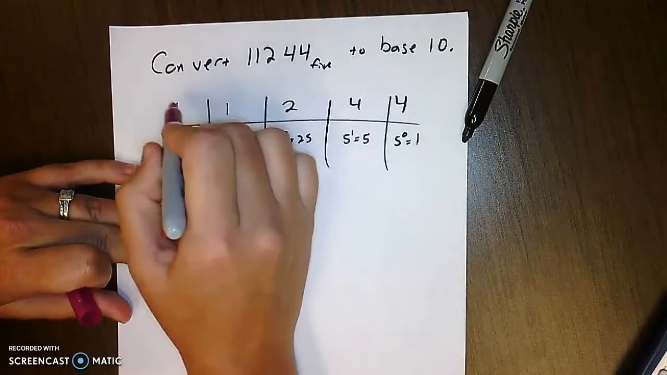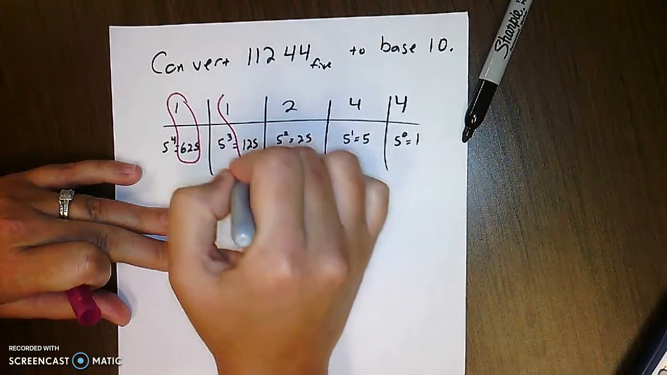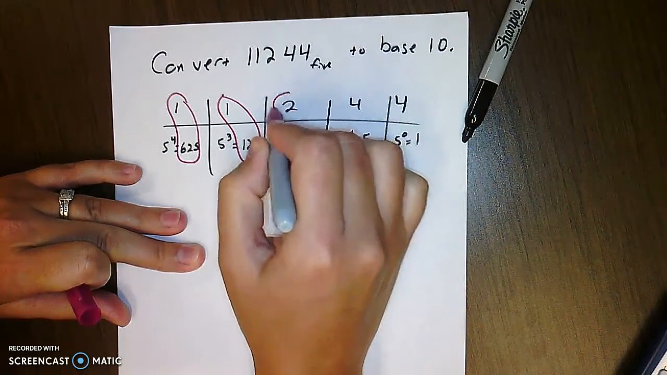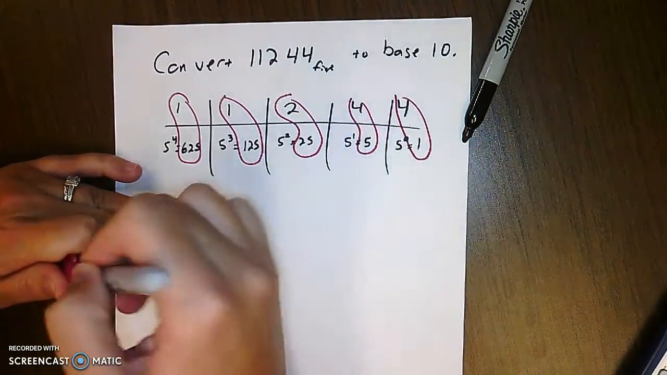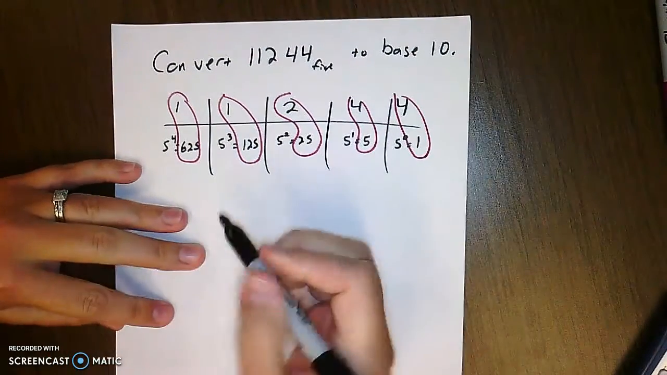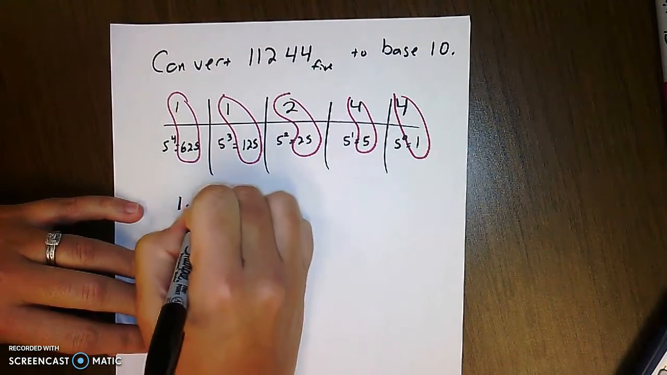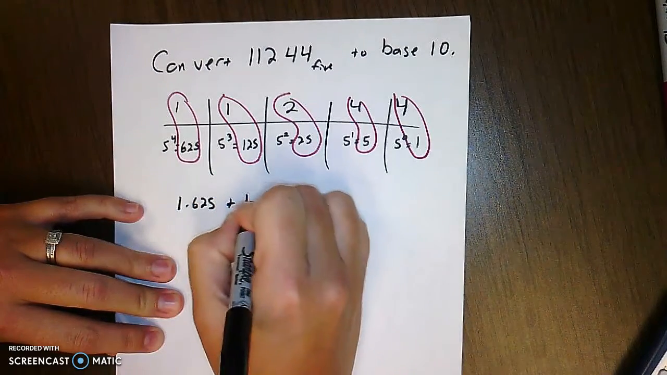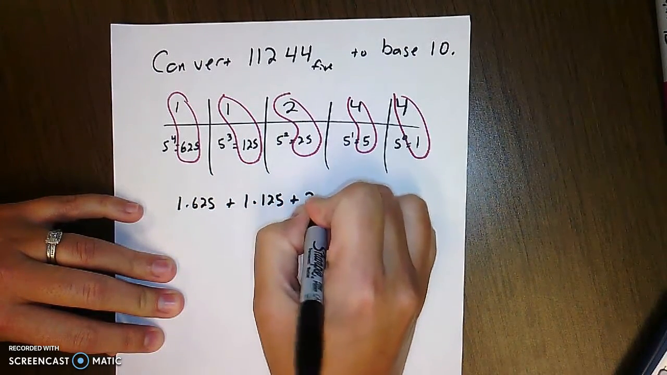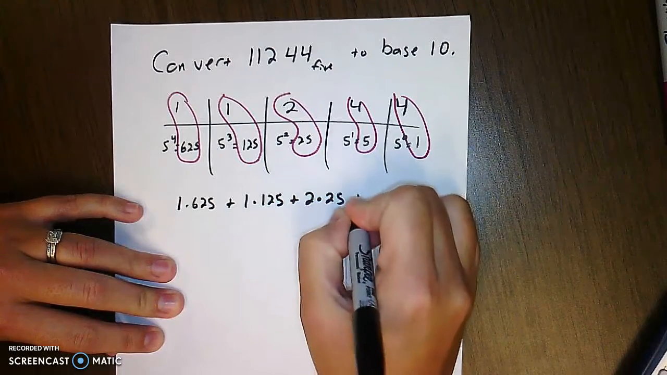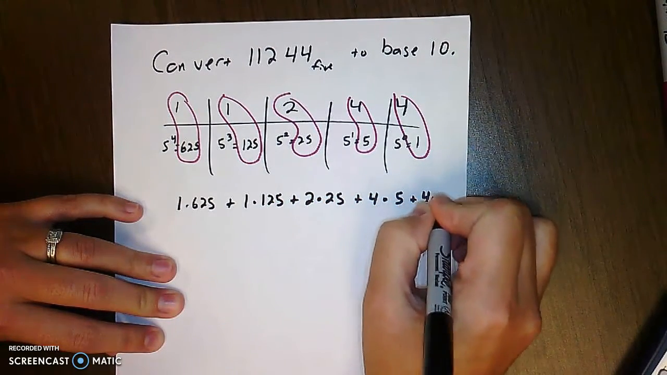So we're going to take the 1 and multiply it by the 625. And this 1 multiplied by the 125. And this 2 multiplied by the 25. Okay, so let's set that up here. We've got 1 times 625 plus 1 times 125 plus 2 times 25 plus 4 times 5 plus 4 times 1.